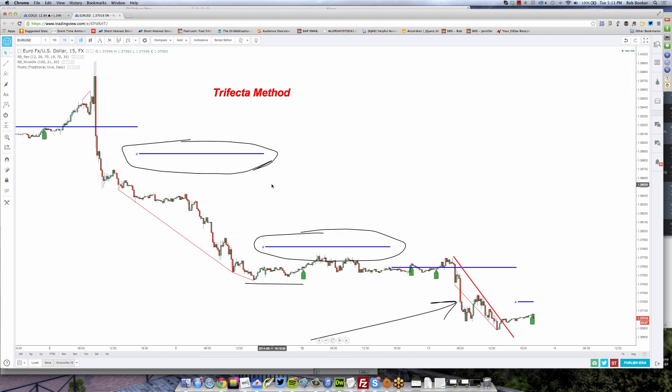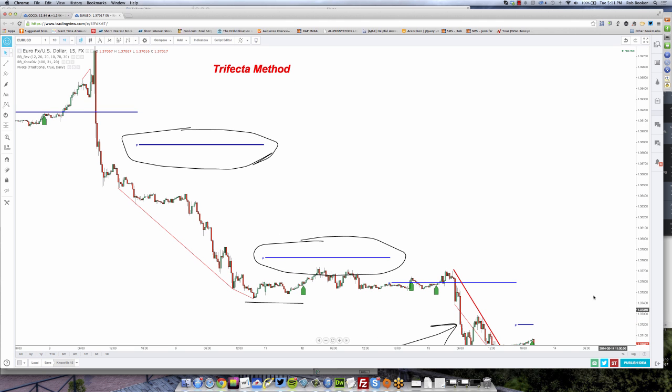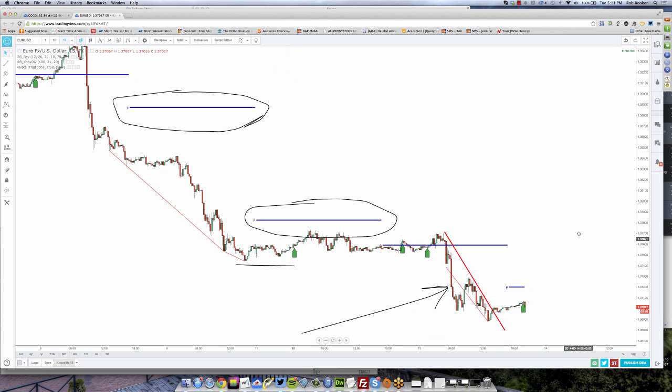So the 3 steps of the trifecta method, at least with respect to daily pivots, and the counter trend method is to look for a missed daily pivot, then look for divergence, and then look for a trend line break. And we have all of those elements right here. So for those reasons, I am looking for the euro US dollar to make an attempt to rise upward here.